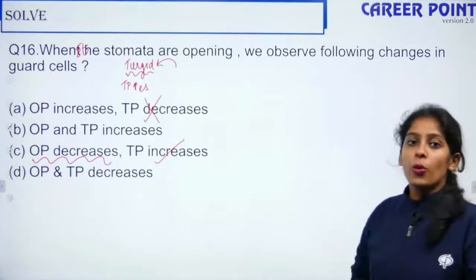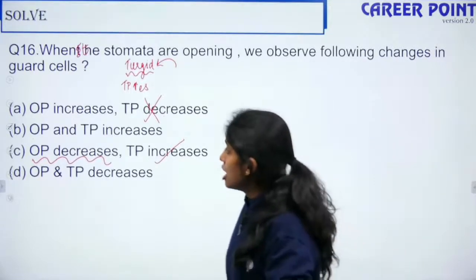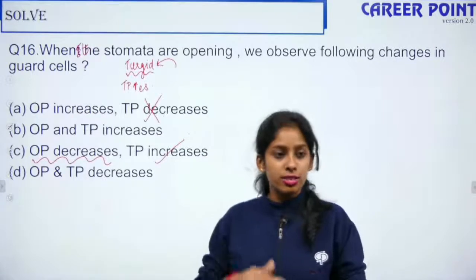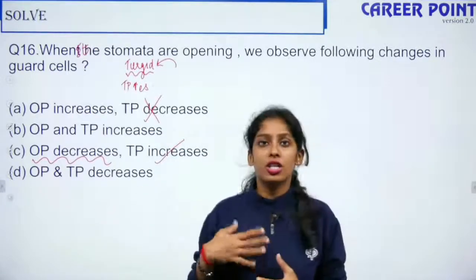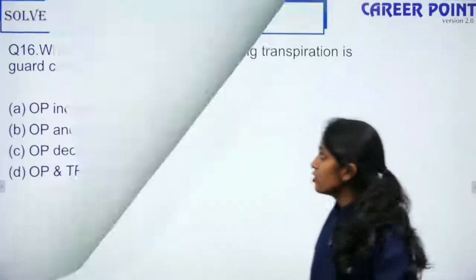All right, so please understand, you have to logically arrive at the answer. So for the guard cells, when they open, that is when your stomata is opening, it means your Turgor pressure increases, but your osmotic pressure decreases. Fine. So let's move forward.